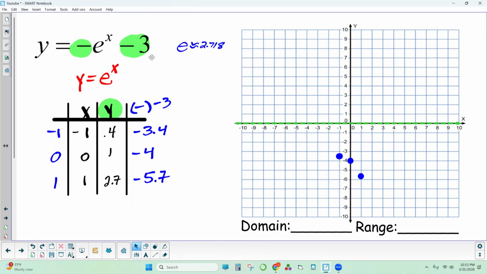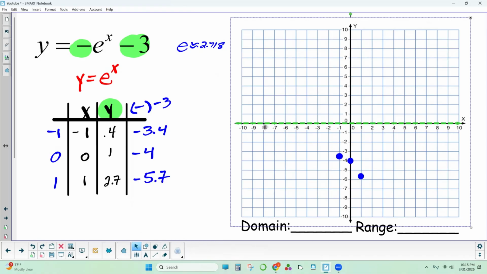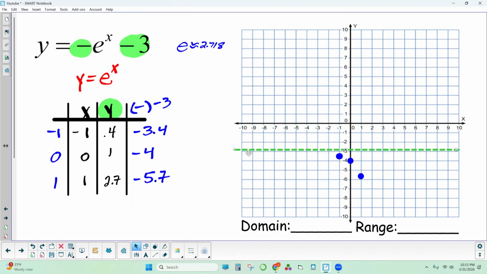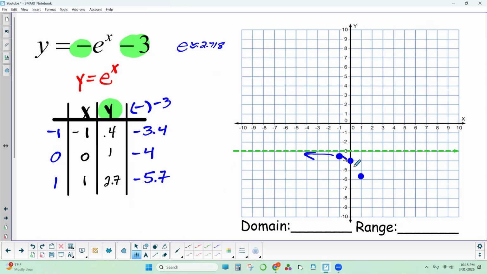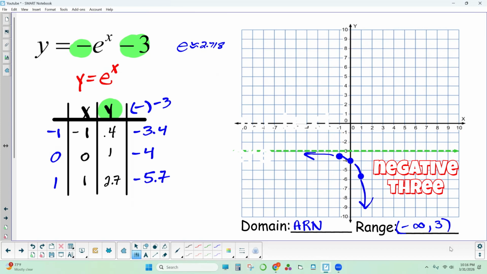Looking at my function, the graph has been shifted down 3, so I'll move my asymptote down 3, and I will connect my points. And there is my transformed graph. Okay, the domain, all real numbers. That means negative infinity to positive infinity. And the range here is from negative infinity to -3. Okay, so that's where our asymptote's at.